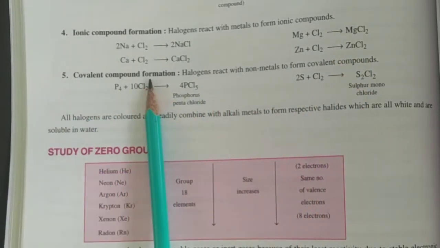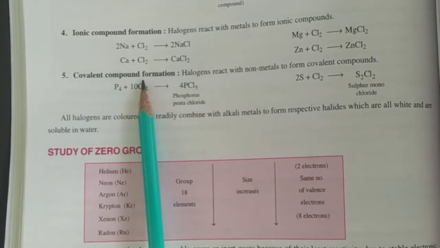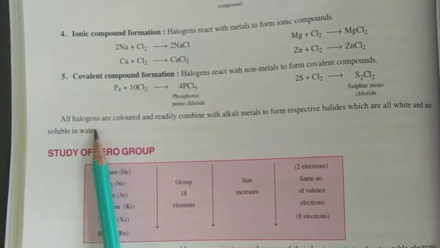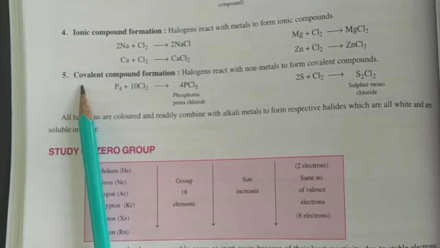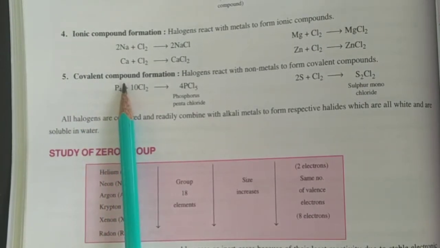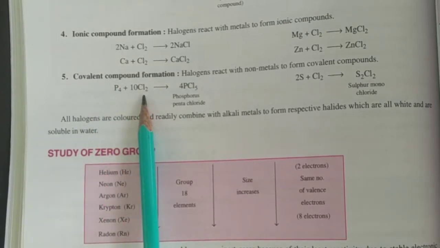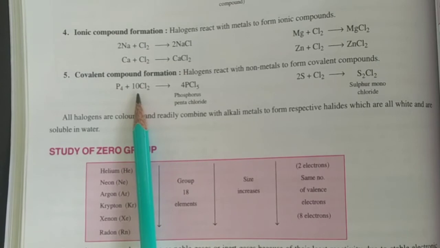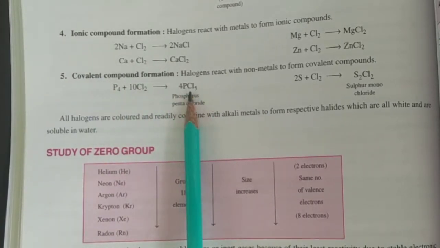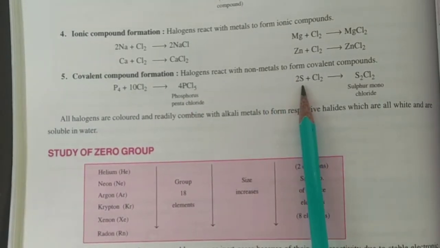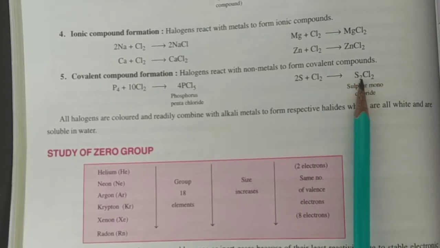Then next one is covalent compound formation. When the halogens react with non-metals, they form covalent compounds. Halogens react with metals to form ionic compounds and they react with non-metals to form covalent compounds. For example, here phosphorus is the non-metal which reacts with the halogen, that is chlorine, to form phosphorus pentachloride, which is a covalent compound. Similarly, sulfur, which is a non-metal, reacts with chlorine to form sulfur monochloride, which is a covalent compound.